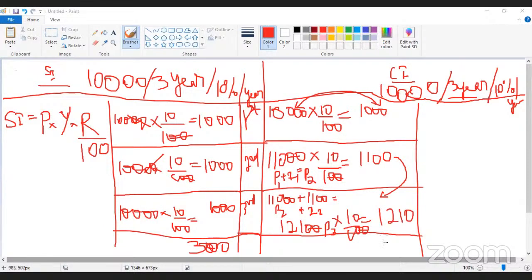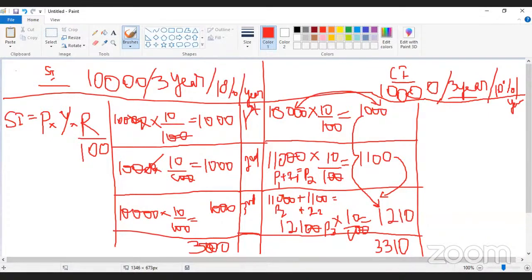So if I add, I'm getting 3,310. That means 1,000 plus 2,100, sorry, 1,210 to be added with 2,100. So that is 3,310. Okay, are you getting it?